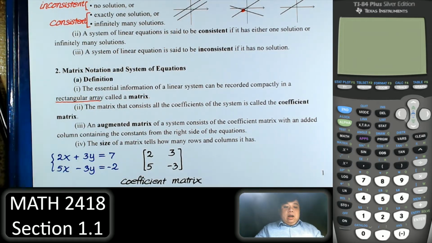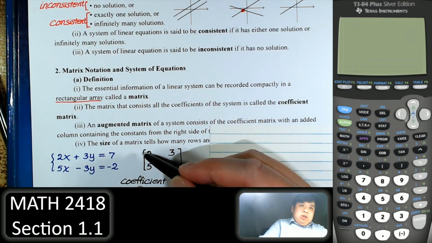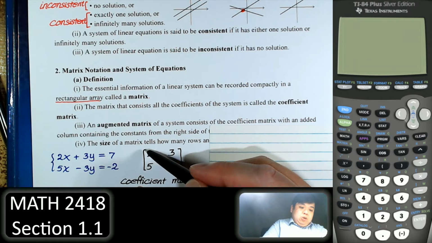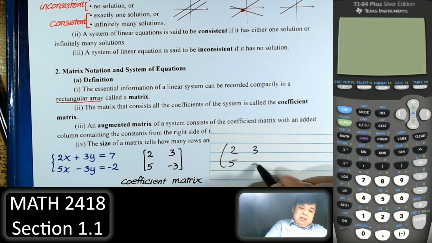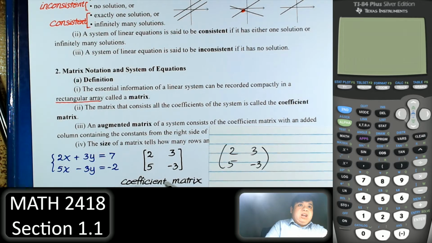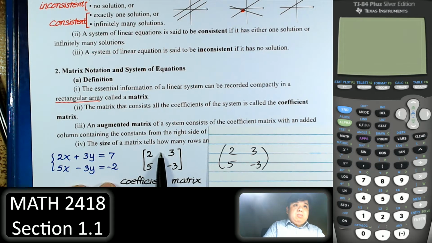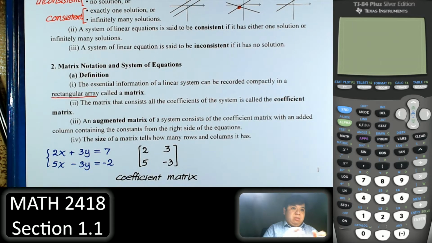By the way, some other books, instead of using the square bracket, use parentheses for a matrix, like that. But I write using the square bracket, so it's more organized. And we just leave some space in between the entries. We do not put a comma or anything in between. Just like that. For the coefficient matrix, just matrix.